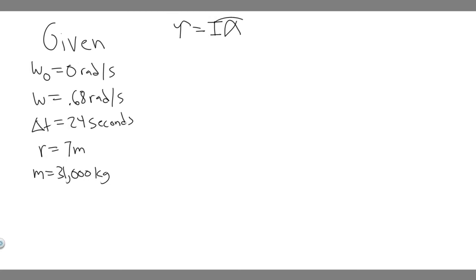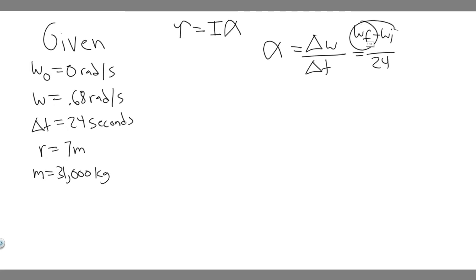So let's go ahead and solve. Let's start by finding angular acceleration. Alpha is equal to the change in angular velocity over the change in time. We know the change in time is 24 seconds. And the change in the angular velocity is just going to be the final angular velocity minus the initial. The final is 0.68 radians per second and the initial is 0. So really it's just 0.68 over 24.